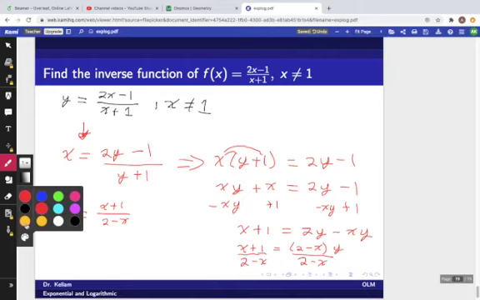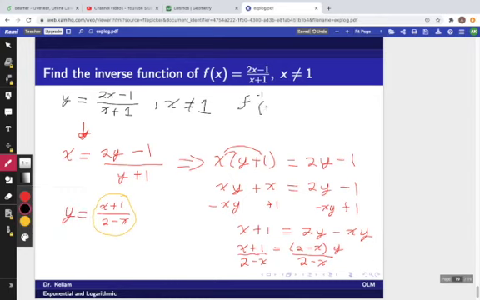This is my inverse function. We just need to make sure we write it in function notation. So, my inverse function with regard to x is x plus 1 over 2 minus x.